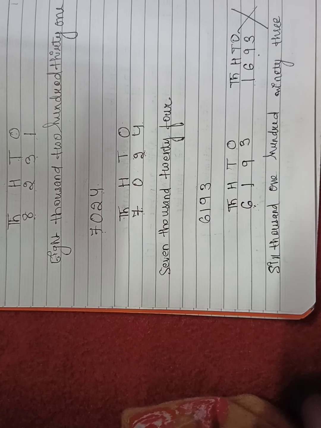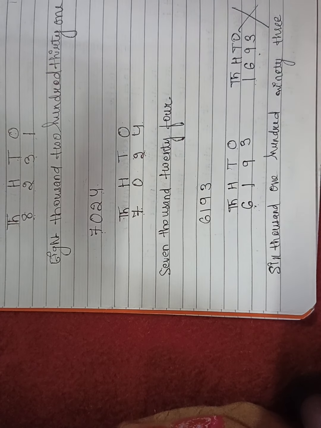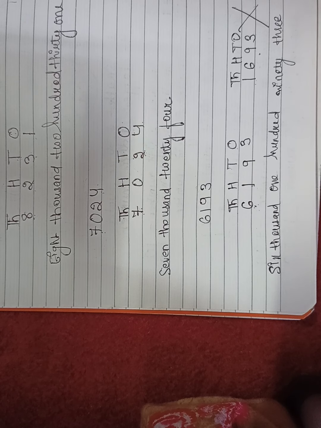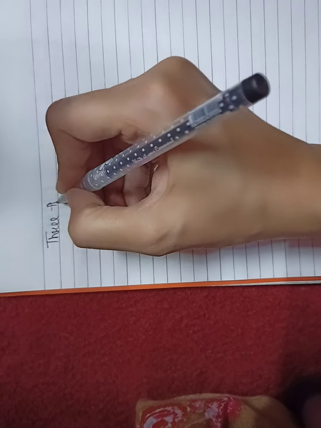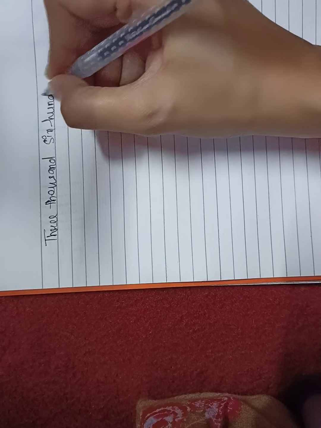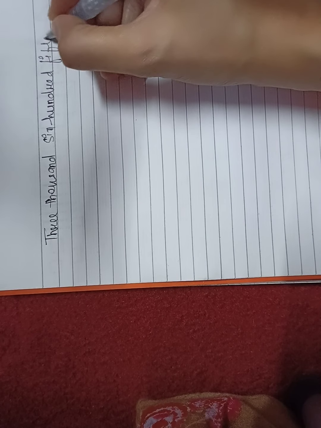Now if I change the question: here a number was given and you were supposed to write its number name. Now if a number name is given, can you write the number? Again, it is easy if you are aware of the places and the place value. Let us take an example. For example, the number name given is 3,652.